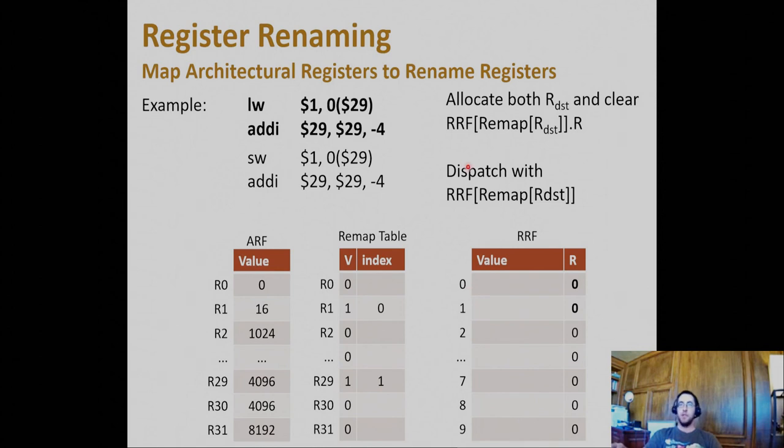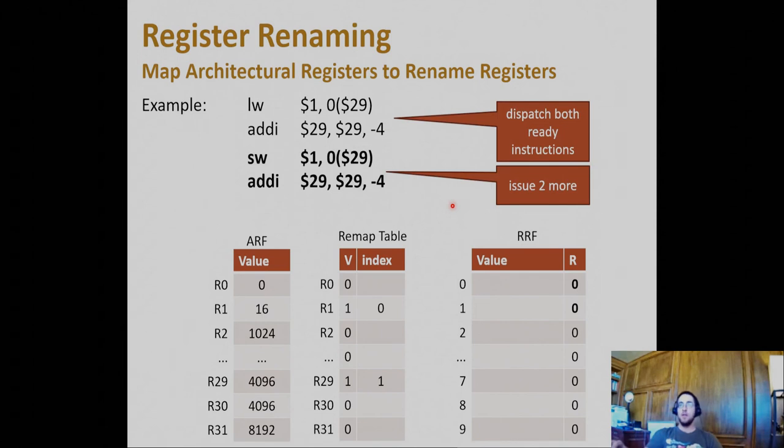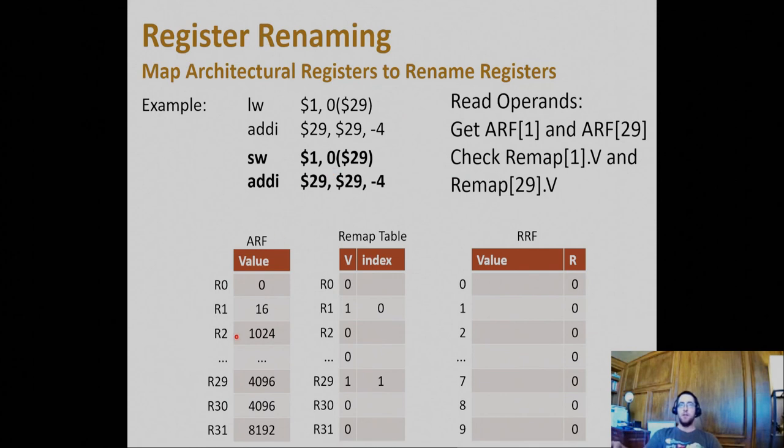We do this allocation on every single issue. Every time we dispatch, we rename the destination registers. That way, when the next instructions come into the pipeline, we check the rename register file for their operands instead. So we dispatch both of these ready instructions. We've already renamed their destinations, and so we can issue two more. When we issue these two, we get our values from the architectural register file indexed by 1 and 29, but we also get the remap tables indexed by 1 and 29, and we find that there are valid remappings, which means we have to ignore what we read from the architectural register file because that's not correct.